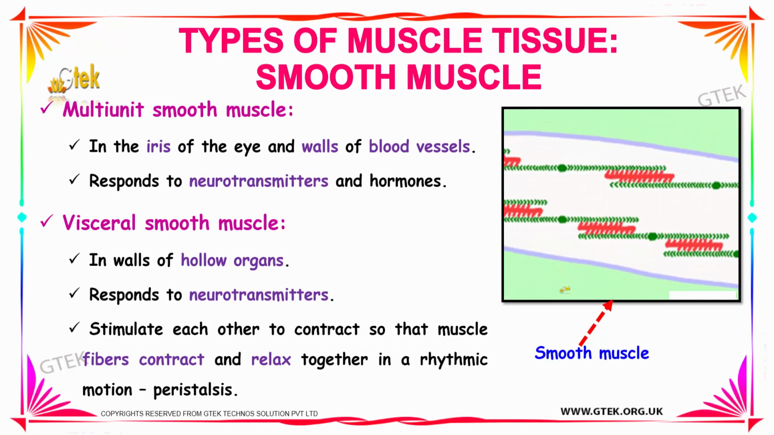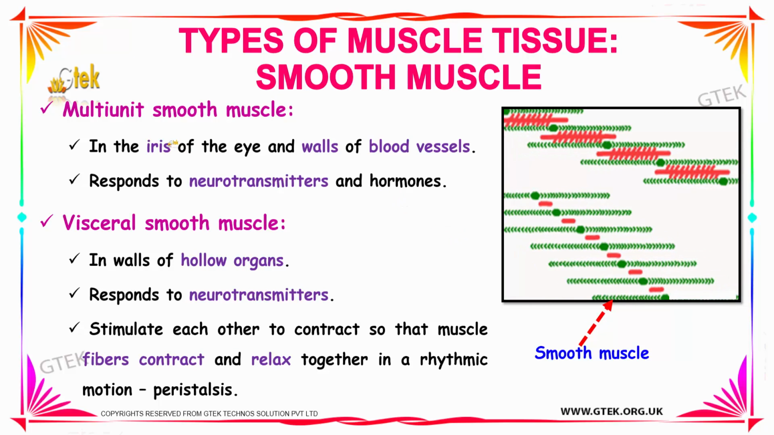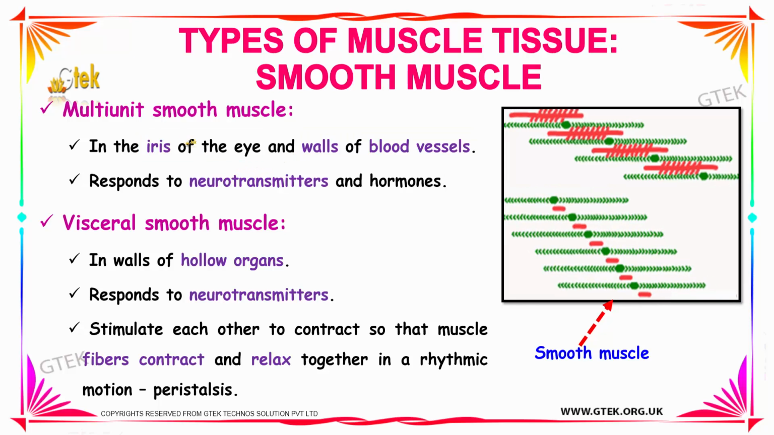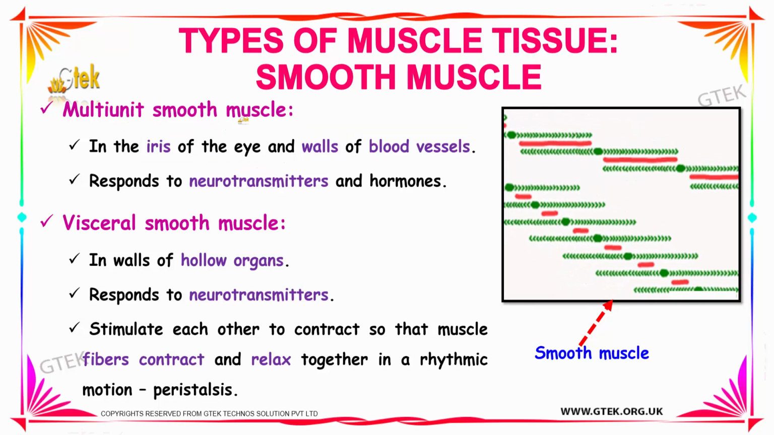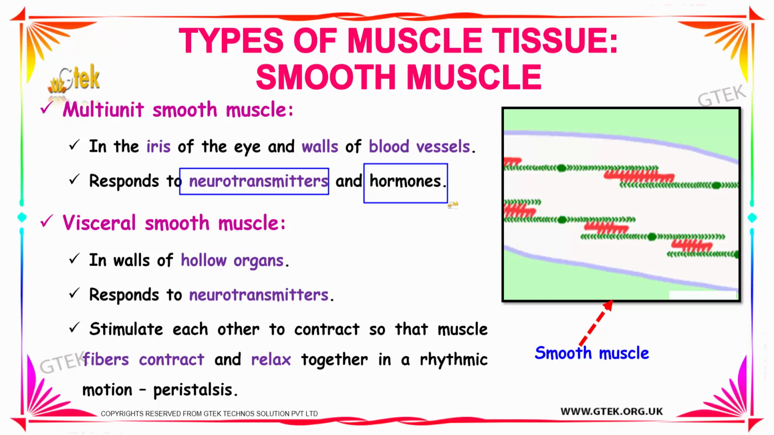Next, we are going to see the smooth muscle. In the iris of the eye and the walls of the blood vessels, the muscles that are situated are multi-unit smooth muscle. It responds to the neurotransmitters such as acetylcholine and the human hormones.